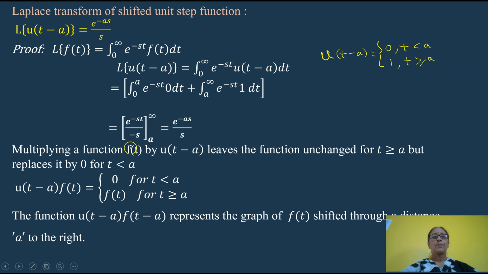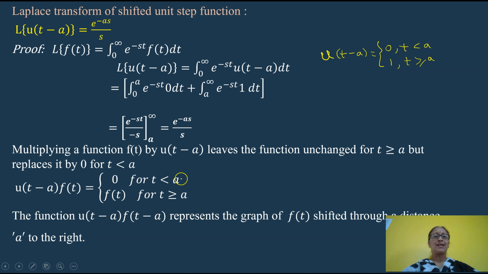Now when you multiply this u of t minus a by some function f of t, the function is unchanged for t greater than or equal to a, but it is replaced by 0 for t less than a. That means you can define u of t minus a into f of t as 0 for t less than a and f of t for t greater than or equal to a. The function u of t minus a, f of t minus a represents the graph of f of t shifted through a distance a to the right.